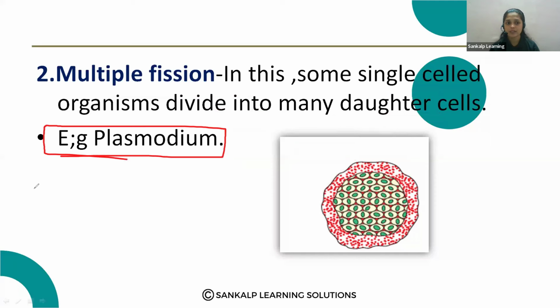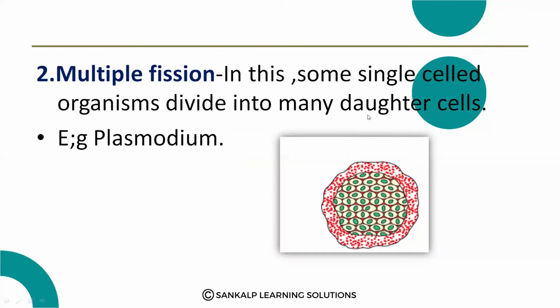Okay, any doubts? Do you have any doubts in fission? No, ma'am. Okay, so this is the first type of asexual reproduction.